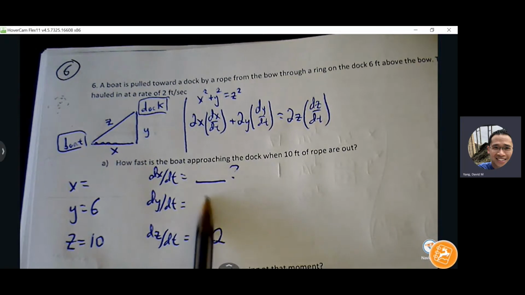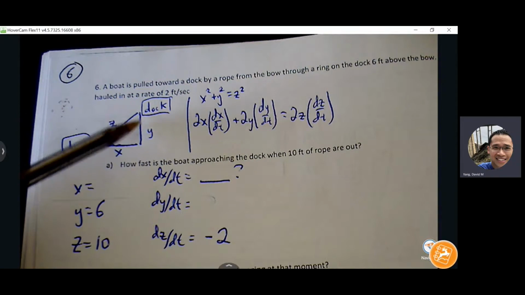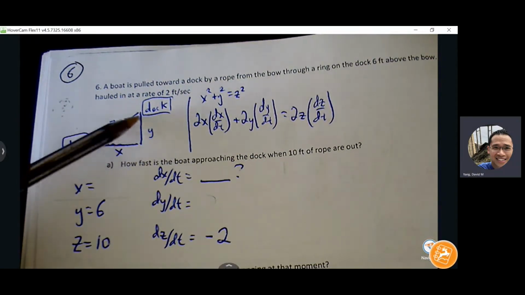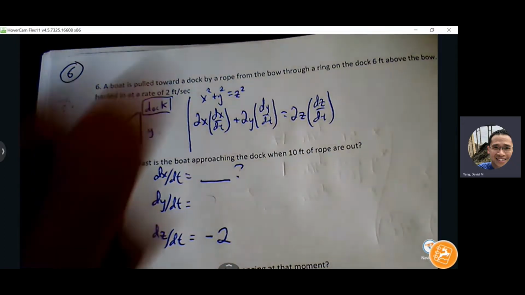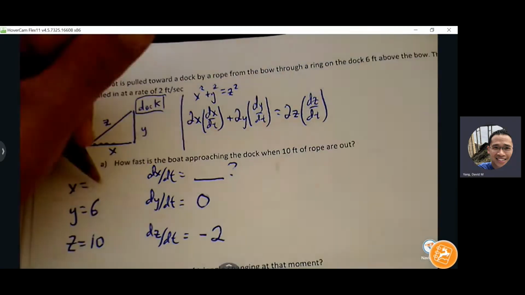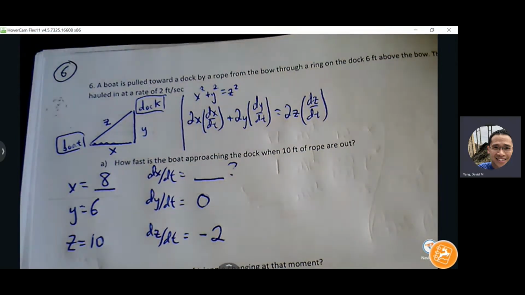And what's dy/dt? 0, because that distance is never going to change, right? x is going to get smaller, z will get smaller, but that set distance is not going to change. Sorry, the y distance will stay 6, so therefore the rate of change is 0. Okay, we should have everything that we need. Oh, and then x is what? 8. Okay, so use your equation.